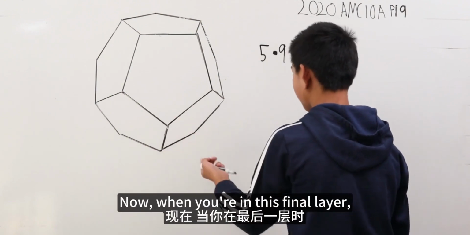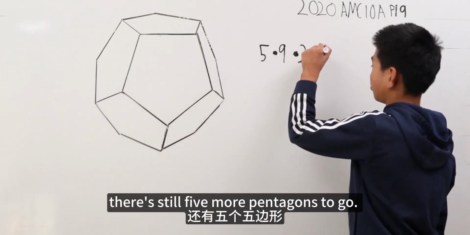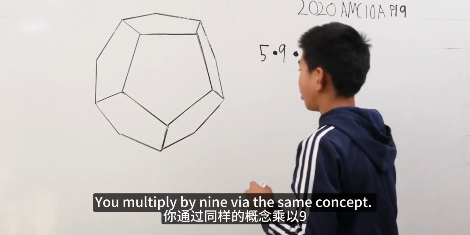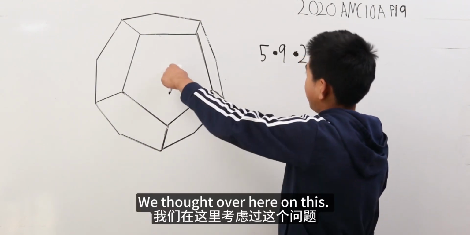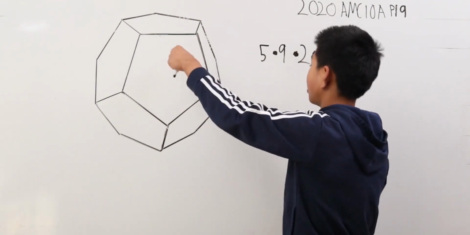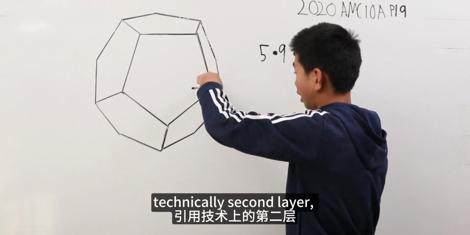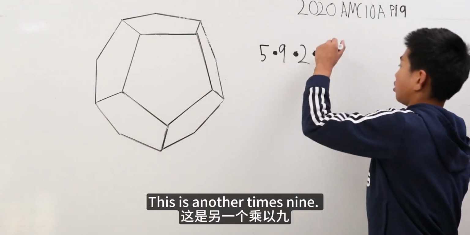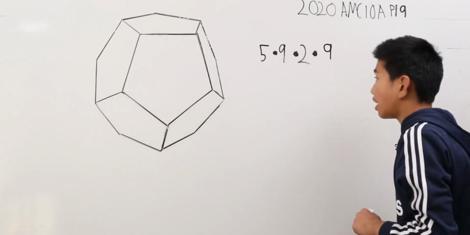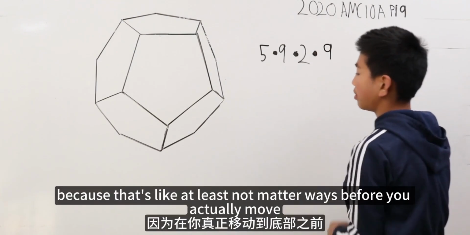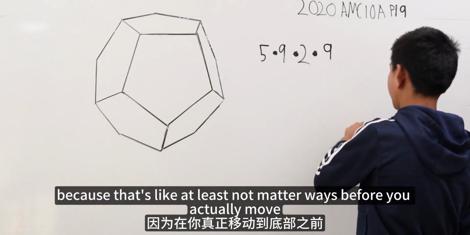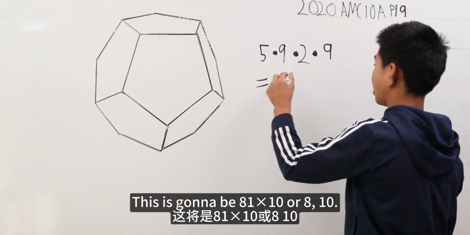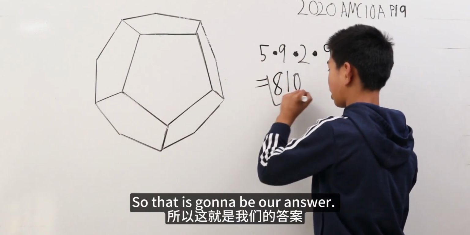And now when you're in this final layer, there's still 5 more pentagons to go. So you don't multiply by 5, you multiply by 9 via the same concept we thought over here on this first, technically second layer, where we can move either clockwise or counterclockwise. So this is another times 9. And this is going to be the total number of ways, because that's the least amount of ways before you actually move to the bottom. This is going to be 81 times 10, or 810. So that is going to be our answer.